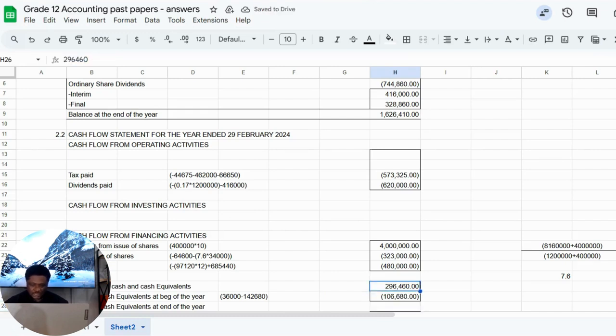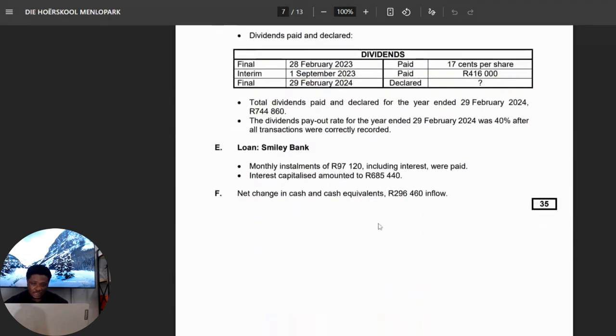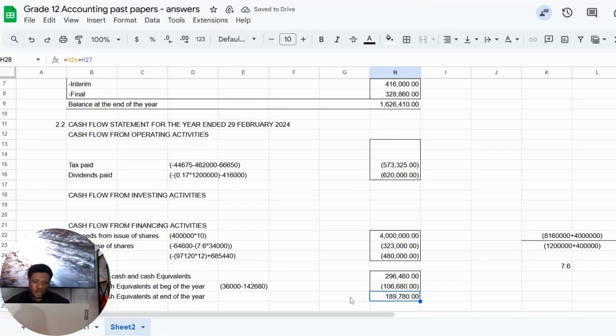And so the net change, which is 296,460, was given in this thing, but it was also given in the extra information here. And it says it's an inflow. So then that inflow minus the cash and cash equivalents at the beginning of the year. Obviously, if it was positive, it would be plus, but now it's negative, and it would give us our cash and cash equivalents at the end of the year, which basically amounts to 189,780. So that's how we would do the net change in cash and cash equivalents.